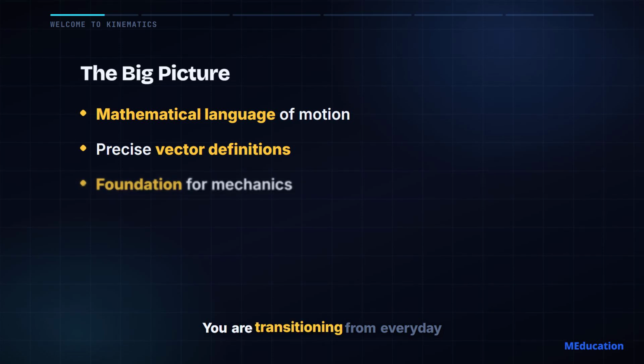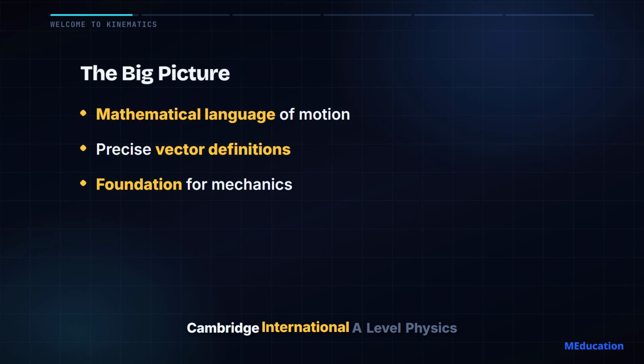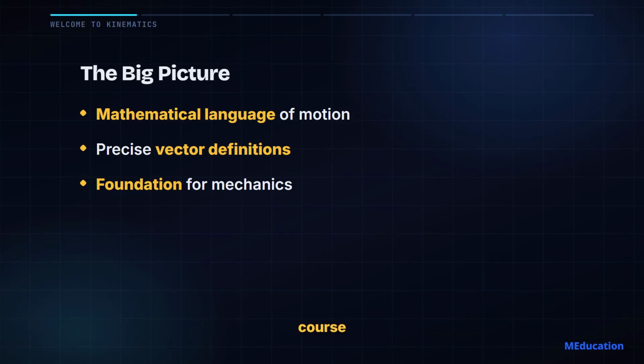You are transitioning from everyday concepts of distance and speed to precise vector definitions. This foundational knowledge is critical as it underpins almost every subsequent mechanics topic in your Cambridge International A-Level Physics course.